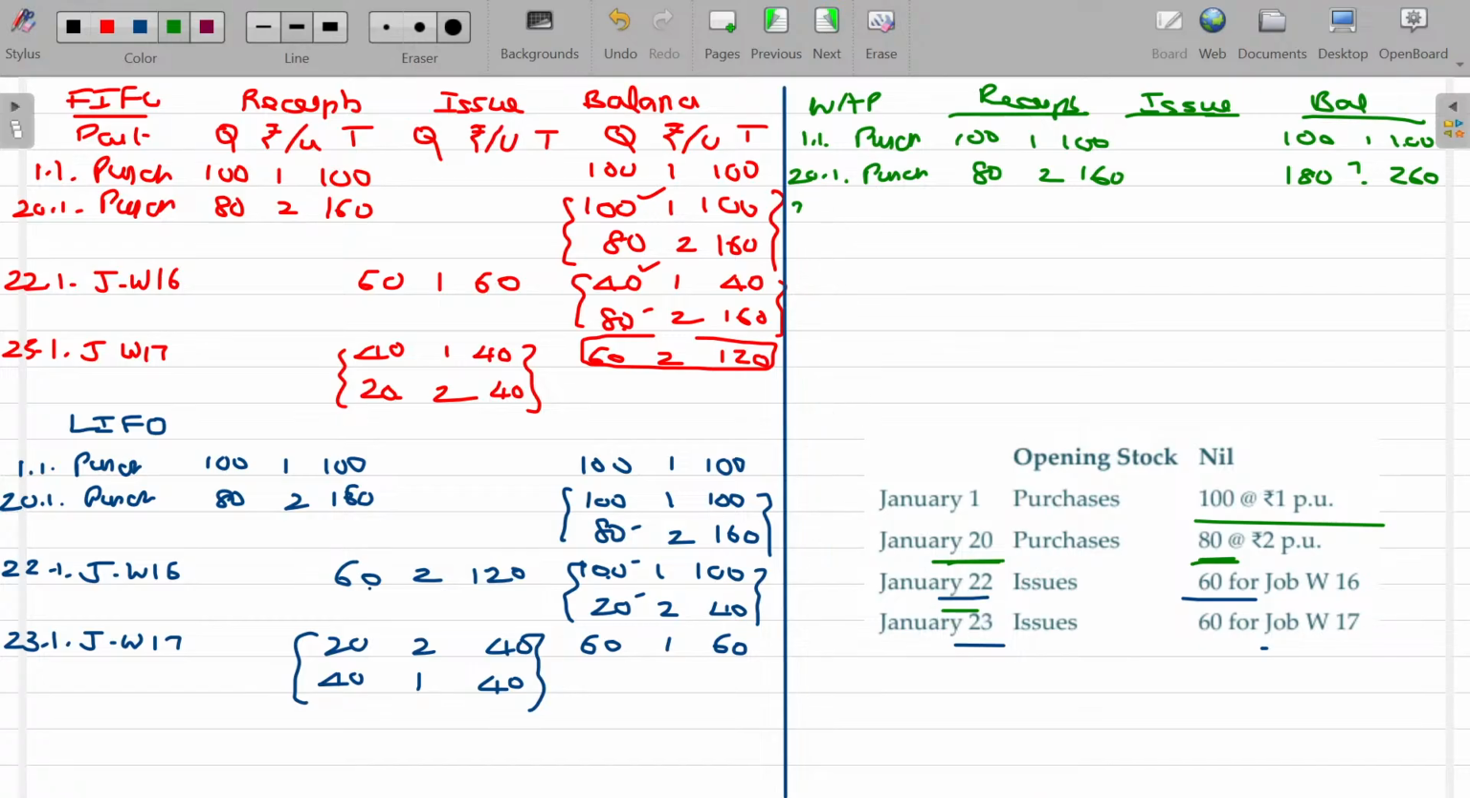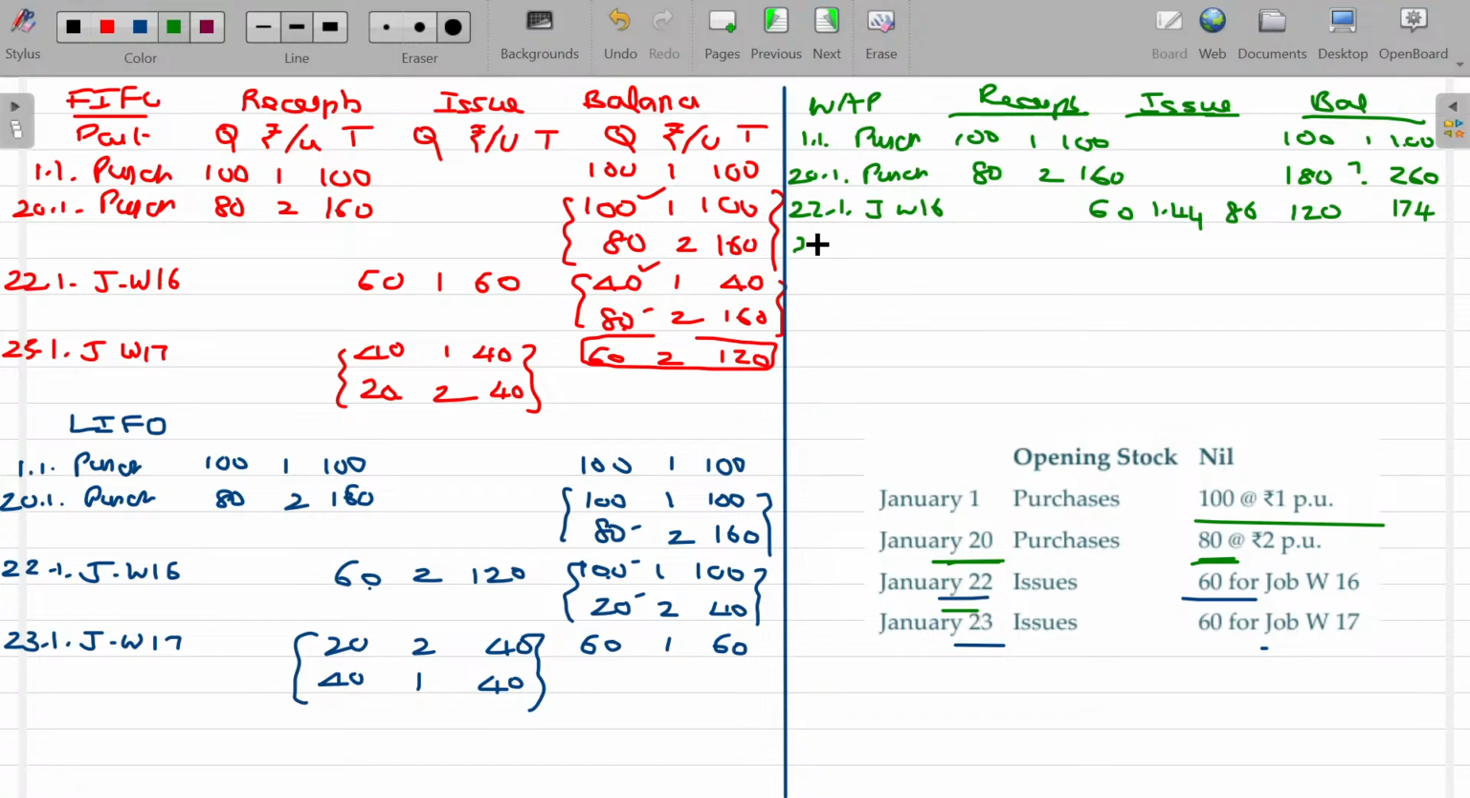And in case of 22nd January, you issue for job W16, 60 units. Now the price being 260 by 180. Isn't it? 260 by 180. Come on, what is the value you are getting? 1.44. Then the ultimate value being 86. Final: 180 minus 60, 120. 260 minus 86, 174. Hope you will now be able to get this one.